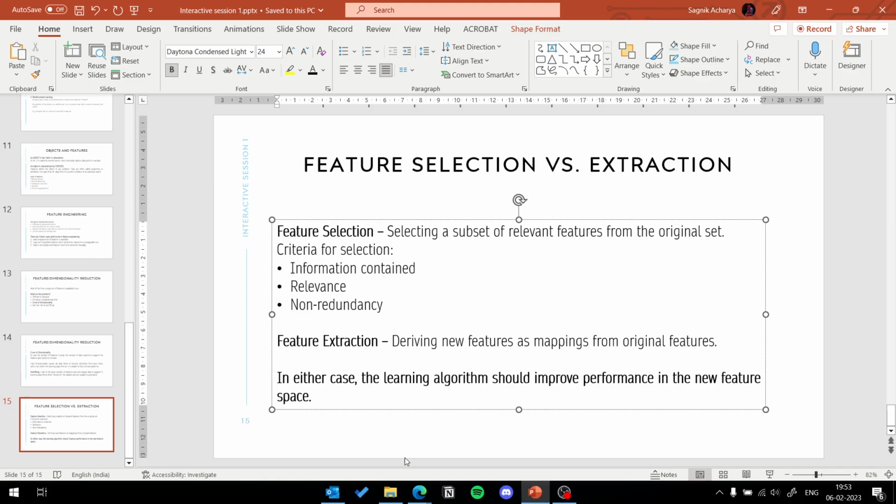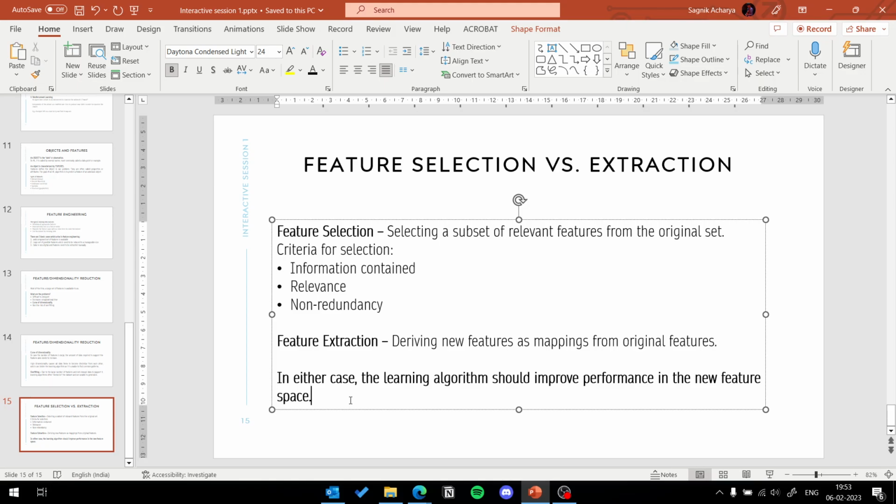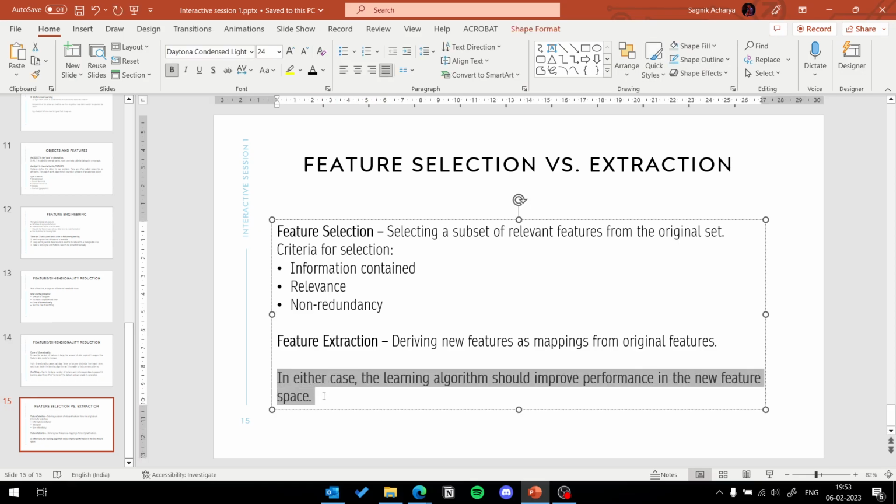But it says in both the cases, the learning task is supposed to be more tractable in the resulting feature space than in the original independently. So that is the point, right? What that means is basically that on using this new collection of features, my learning algorithm should improve its performance. If it does not improve, then there is no point of me trying to make new features or select these features. So that is what I wanted to point out in this last sentence.